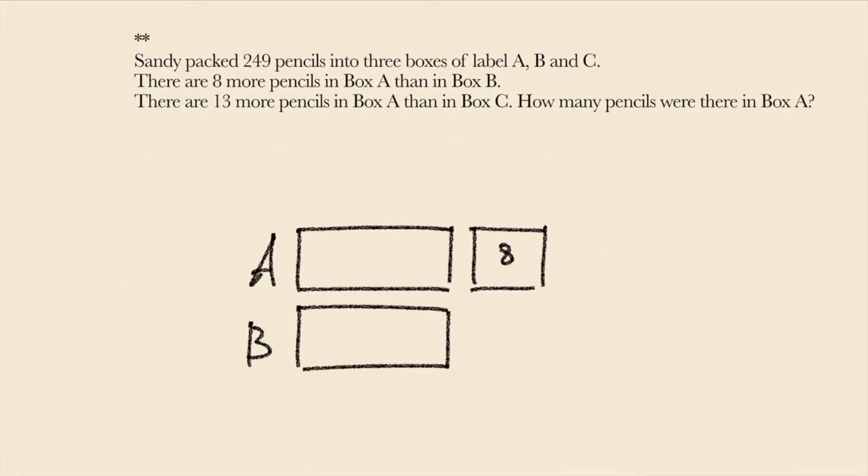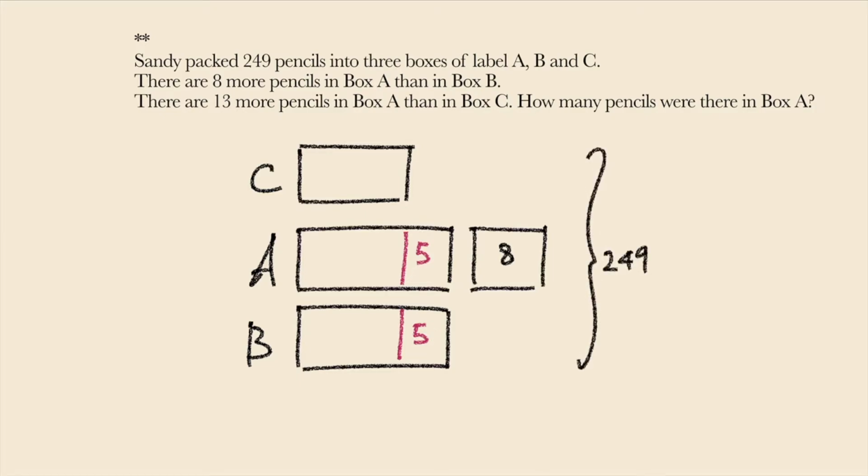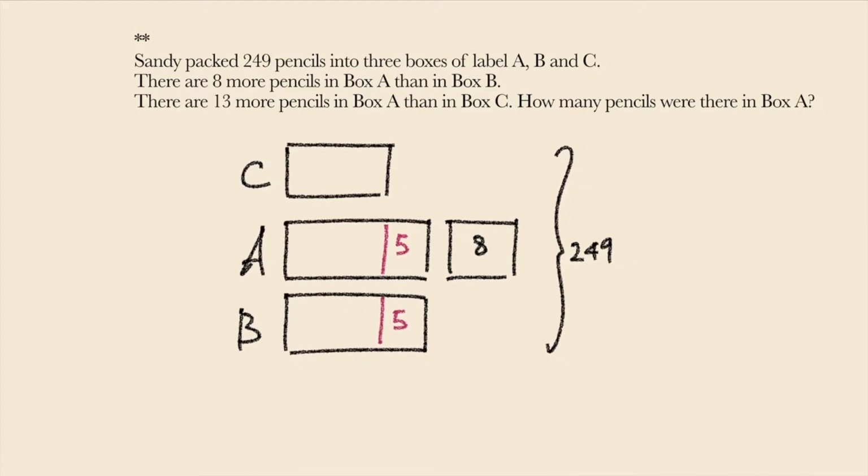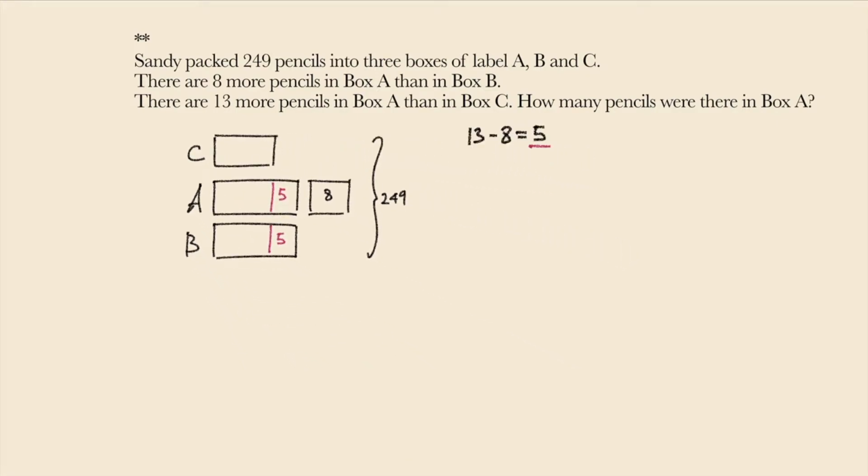So A had 8 more than B, and 13 more in A than C. So we know that C is definitely shorter than A by 13. Okay, so I can show that if you want to show a difference of 13, that would be 8 and 5. So having drawn 5 over here, we can draw 5 below right there. Okay, and recall that the total is 248. Form an equation that is 13 minus 8 giving us 5. That's how we got the 5 here.